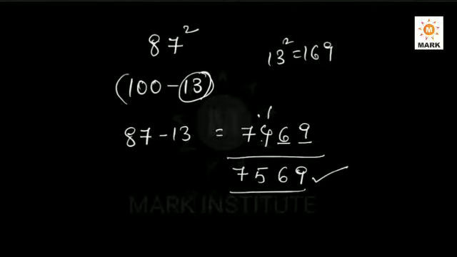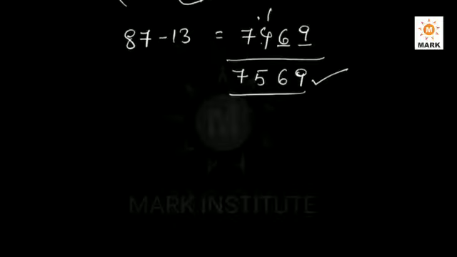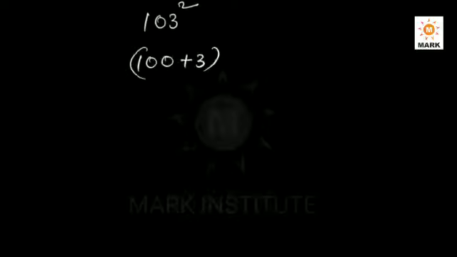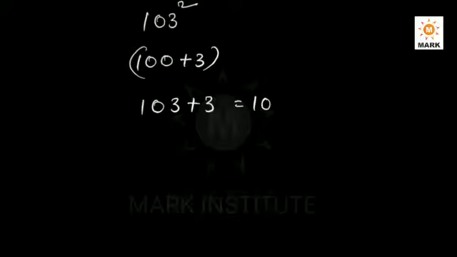Now let us see the numbers which are in the upper domain. Suppose you take 103 whole square. 103 is 3 more than 100, 100 plus 3. So that is why, following our method, I am adding 3 to 103. That will give you 106.